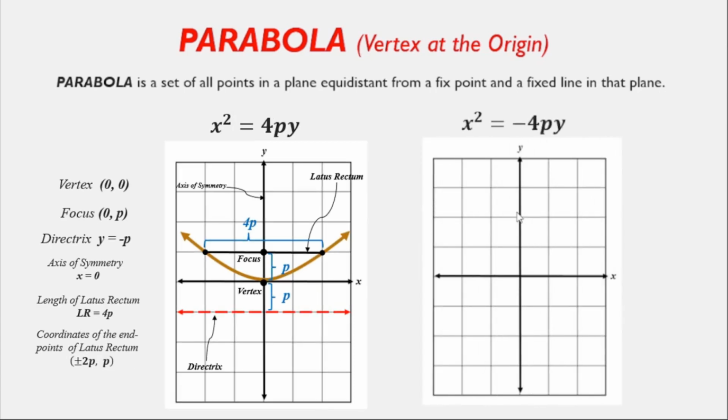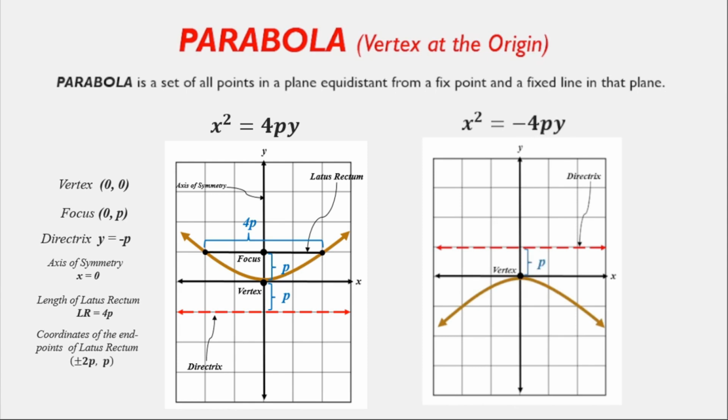The fourth equation of the parabola when the vertex is located at the origin is x squared is equal to negative 4py. As you can see, the degree of the variable x is 2, so the directrix is parallel to the x-axis. Since this expression, negative 4py, is negative, the parabola opens downward.